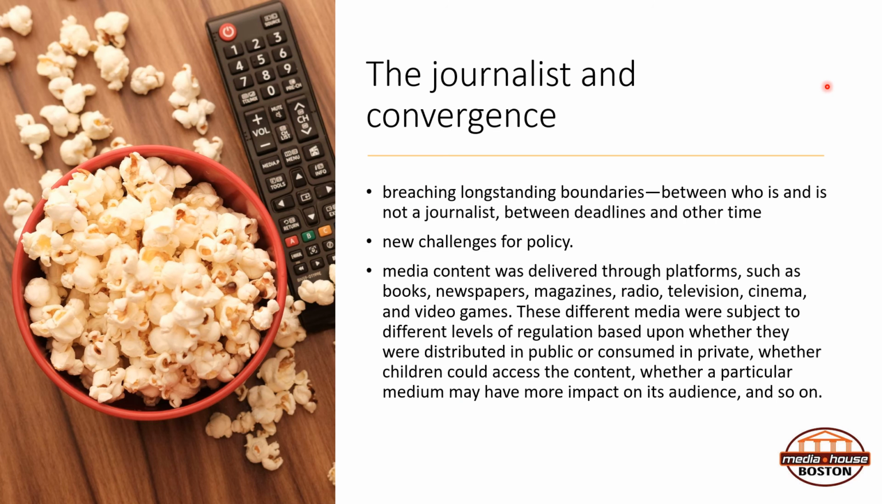All right, the journalist and convergence. So, of course, journalists and media convergence go hand in hand because journalists want to spread information. They need to spread what it is that's going on in the news and the multiple ways in which they're going to go about it. So breaching long-standing boundaries between who is and is not a journalist, between deadlines and other time. So this is with regards to things like Twitter and traditional journalism, or at least people who work as journalists. We can all report on things that are happening, but it breaches the boundaries of trustworthy resources, etc. And this again creates new challenges for policymakers.